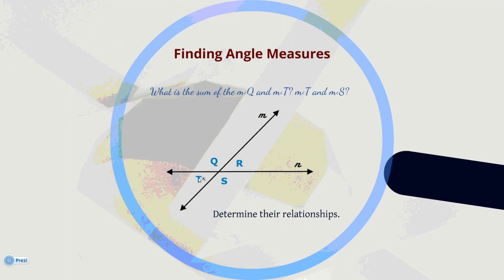Q and T are next to each other and they make up this straight line, and R and S do the same thing. We know that this is called a linear pair, and therefore Q and T, R and S, and T and S will also all sum to 180 degrees.